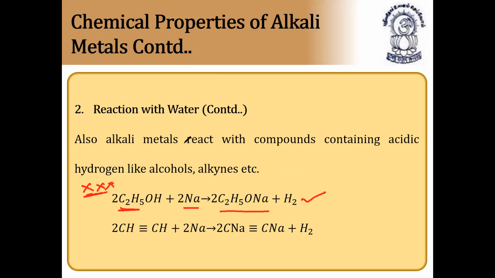So alkali metals react with compounds containing acidic hydrogen. Here this is C2H5O minus, H plus. So here H plus is there. That's why it's acidic hydrogen. And alkynes. Alkynes also contain acidic hydrogen.